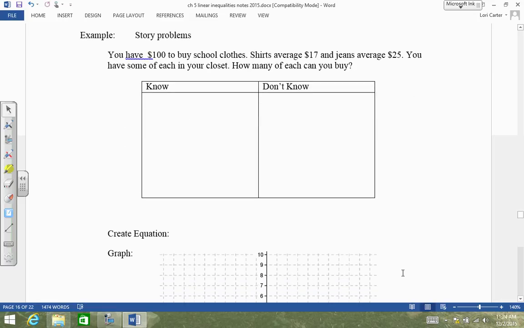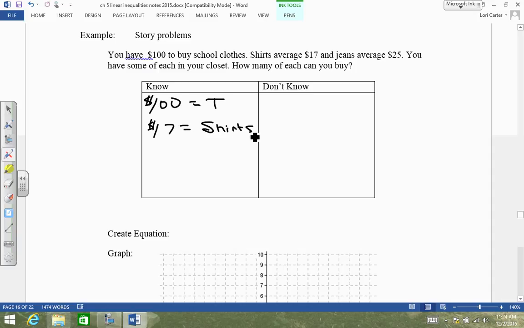Story problems. You have $100 to buy school clothes, right? So I have $100. That's my total. Shirts average $17. Do I need to know that? Yes. Jeans average $25. Do I need to know that? Yes, you do. Do I have to write out shirts? You have to. Okay, I need to know how much I can buy.